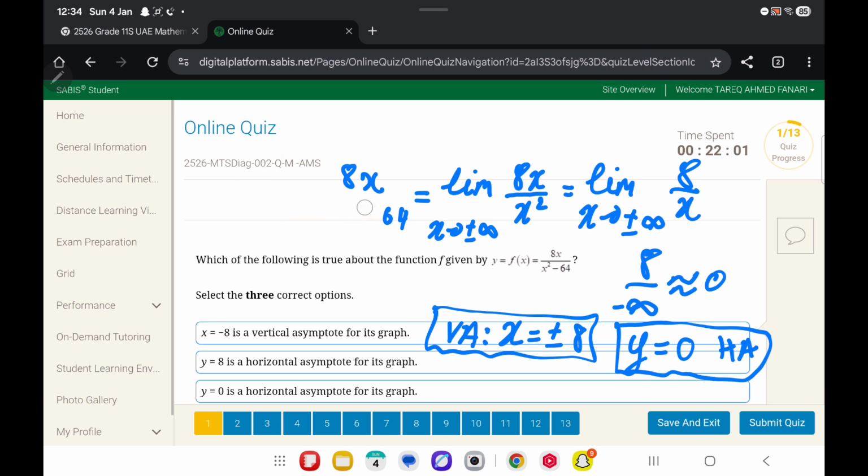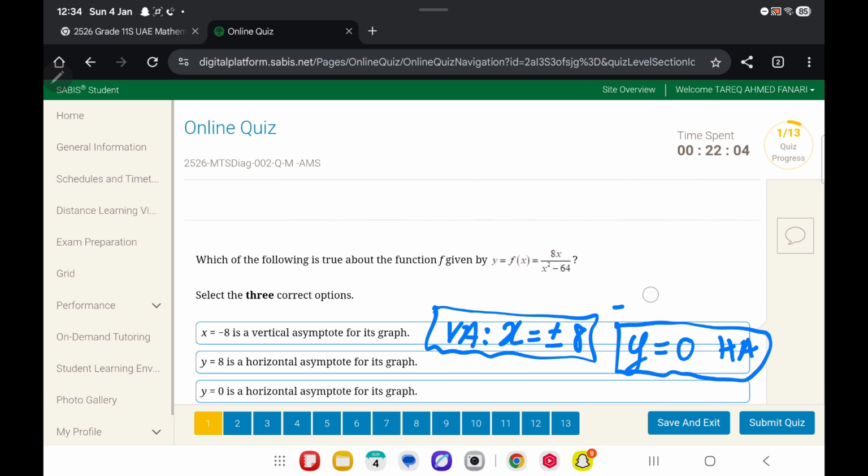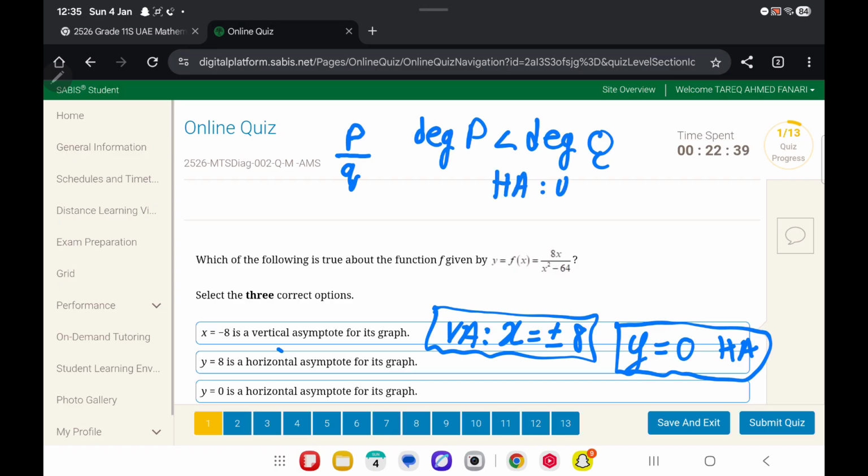Now, say you didn't want to do all of this. The simpler way is knowing the shortcuts. Now, for a rational function with the terms a over b or p over q, if the highest degree of p is less than the highest degree of q, which is what we have here. Look, the highest degree of p, the numerator, is x to the power of 1. 1 is our degree. At the bottom, our denominator q, it's 2. Here, highest degree is 2. So this is our case for this one. The horizontal asymptote is y equals 0.